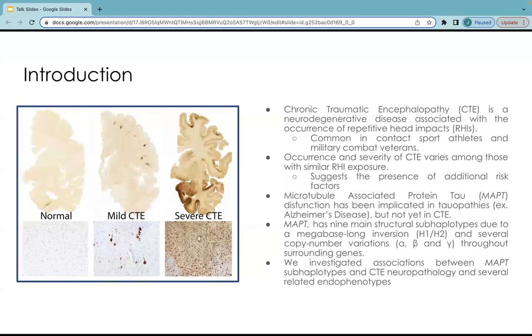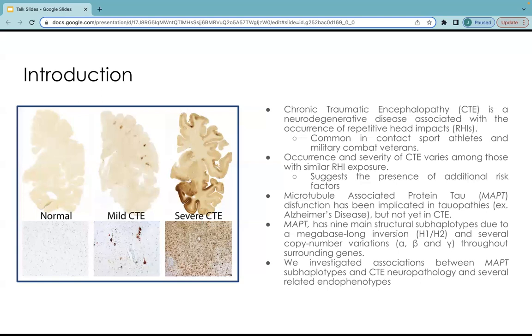Microtubule-associated protein tau, or MAPT, is a complicated and disordered protein found in the 17q21 region. It has been implicated in tauopathies such as Alzheimer's disease, but not yet CTE. The 17q21 region, including MAPT, has 9 main structural subhaplotypes due to a megabase long inversion resulting in H1 or H2 haplotypes, and several copy number variations, alpha, beta, and gamma, resulting in several subhaplotypes throughout surrounding genes.